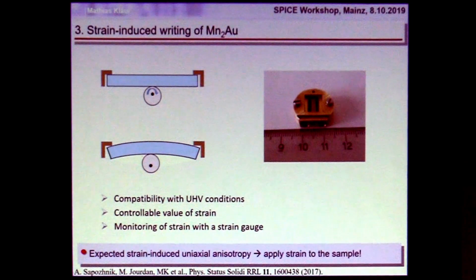Now, large fields, as I said, are not very compatible with our lab. So one thing that is compatible with our lab is strain. I think strain is one of the most underestimated ways to actually manipulate magnetization.